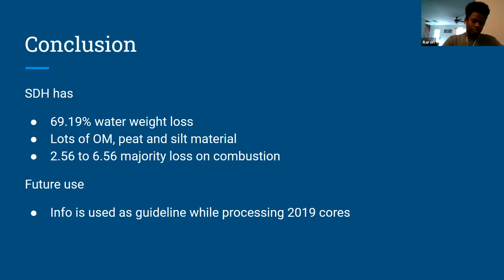And so in conclusion, SDH has a 69.19% water weight loss, lots of organic matter, and then the 2.56 to 6.56 majority lost on combustion. And this information here is pretty much what we use, I guess you could say, as a rubric for determining what is SDH and what's not when going through and processing our 2019 cores.